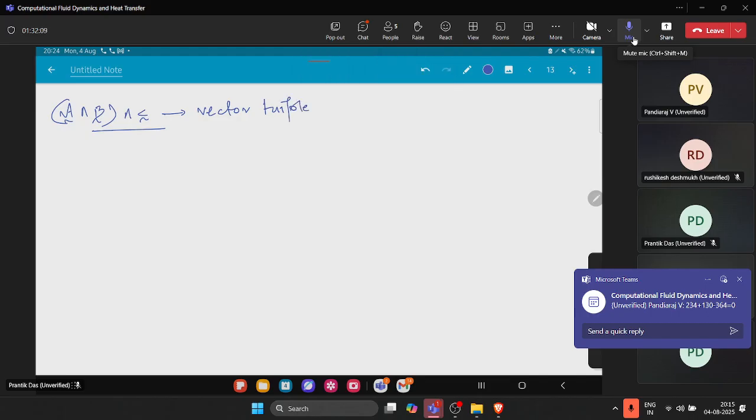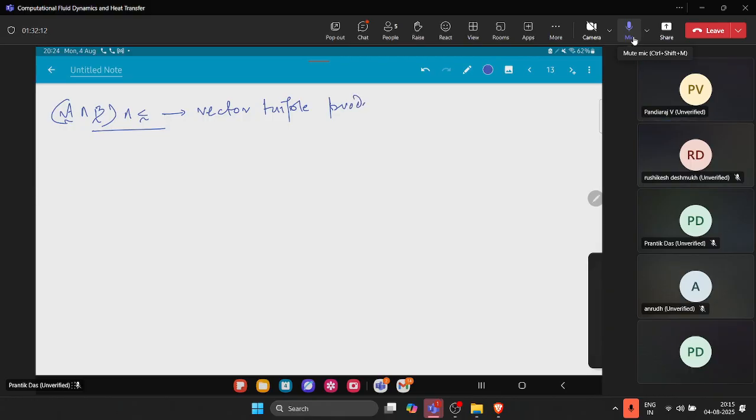Yes, I agree with you. So vector triple product. This one is (AI EI cap) cross (BJ EJ cap) cross (CK EK cap). Okay.